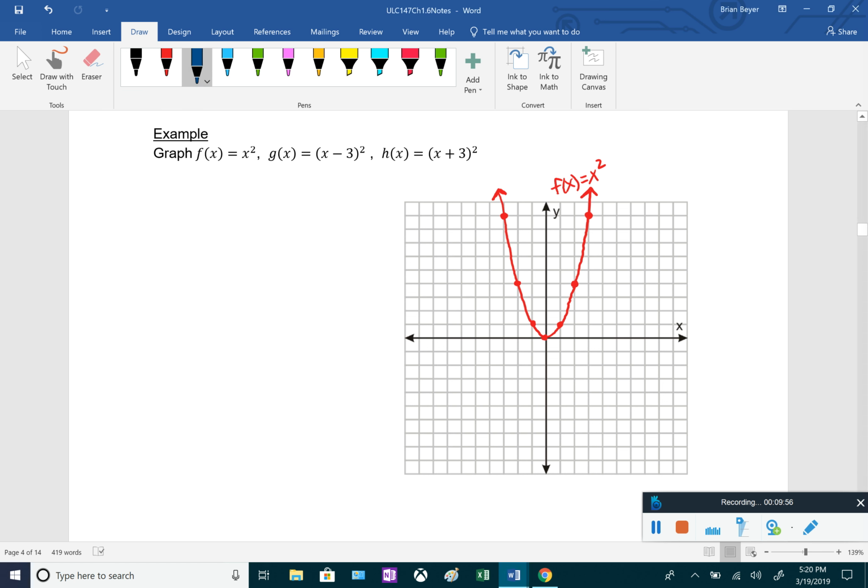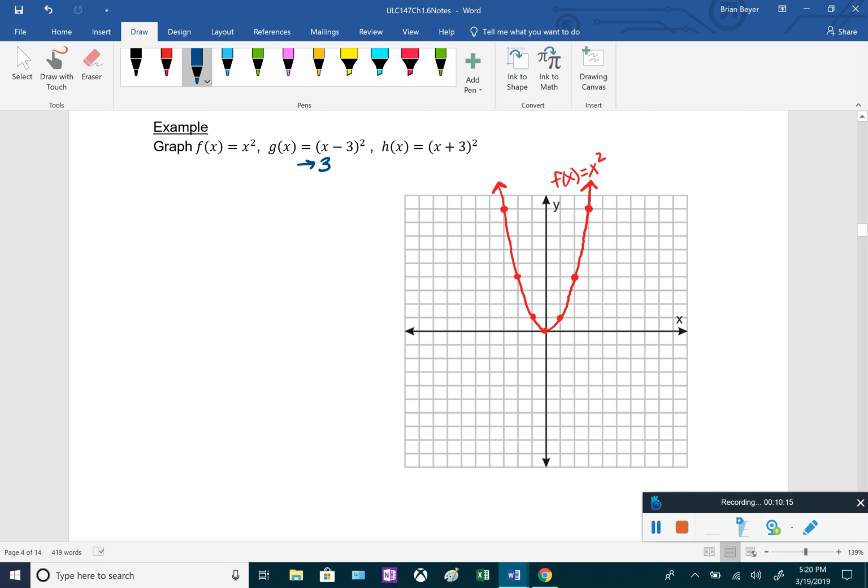Next for g of x, (x minus 3) squared. Since it's x minus 3, that means we're moving it to the right 3 units. So we're moving f of x to the right. And we knew it was a horizontal shift because it's directly on the x value, on the x variable. So we're going to move everything to the right 3 units on this graph. Every single point moves to the right 3. And we'll end up with something like that.